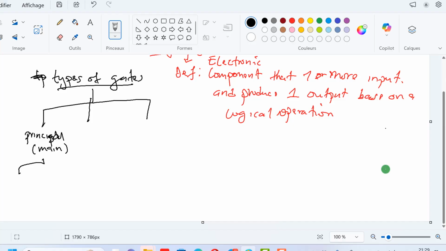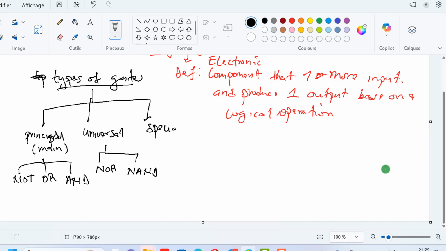Here we have three of them: the NOT gate, the OR gate, and the AND gate. These are the principal gates. The next one is what we call universal gates. Under universal gates we have just two types: the NOR gate and the NAND gate. The last category is what we call special gates, and under special gates we have the XOR gate and the XNOR gate. It's all concerning advanced level. This is all you need to know.